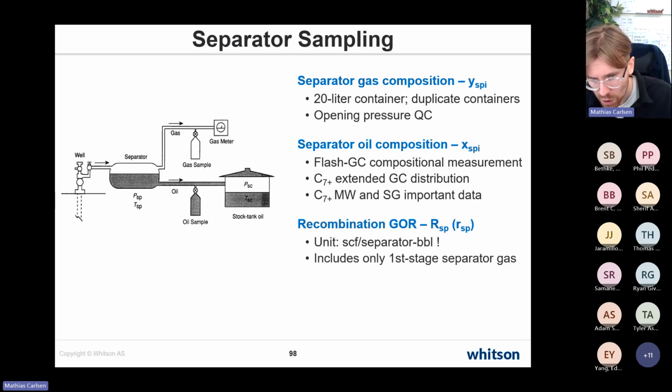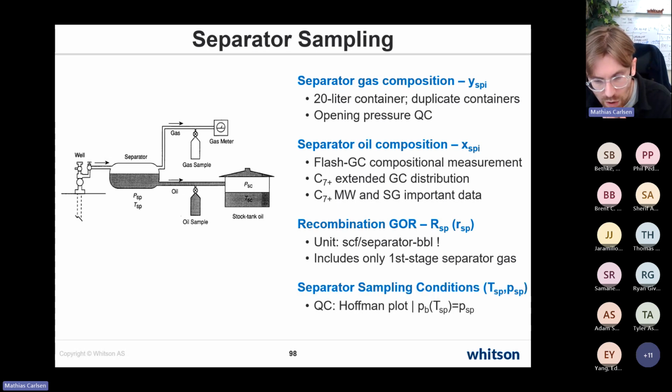That's a difference between production test sampling and separated sampling: with separated sampling, we recombine the GORs in the laboratory at some GOR that you pick. You as an engineer go and tell them, let's use 1200 versus 750 or whatnot. There are different techniques to QC that the sampling conditions are correct.